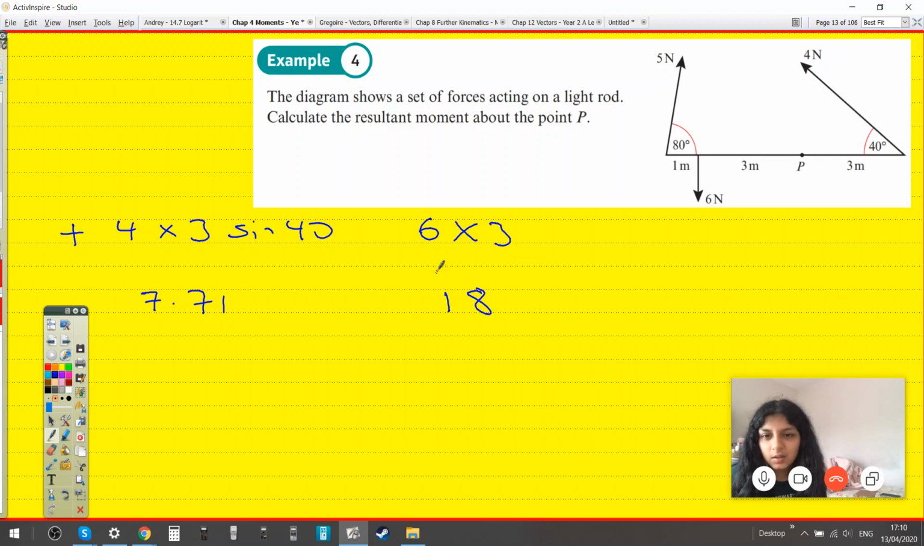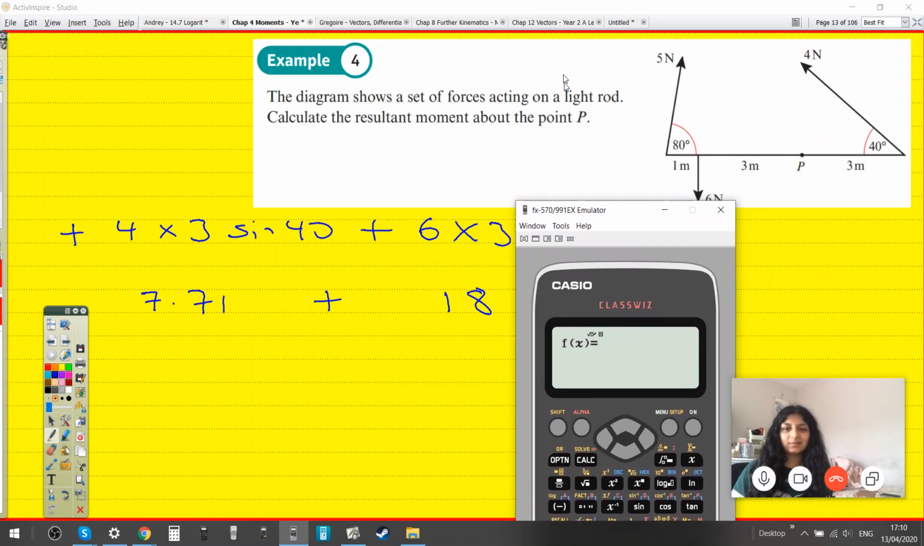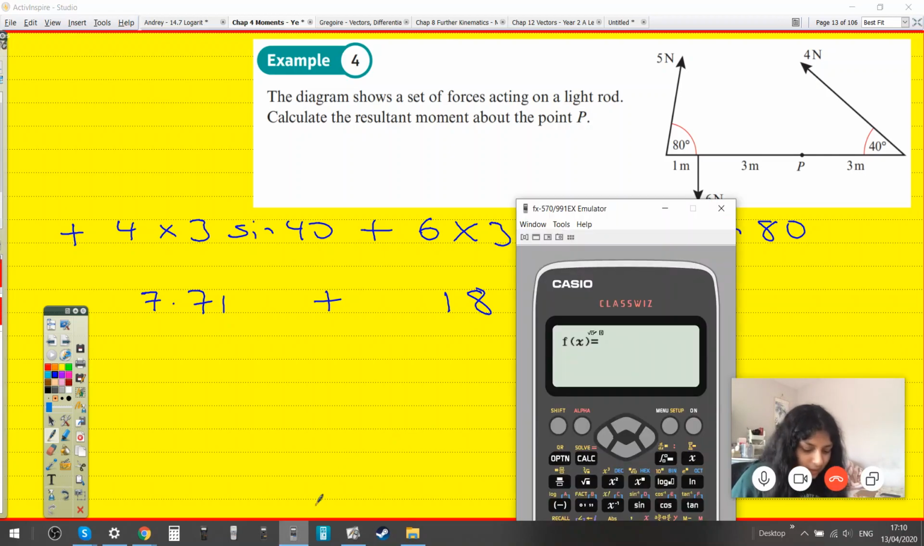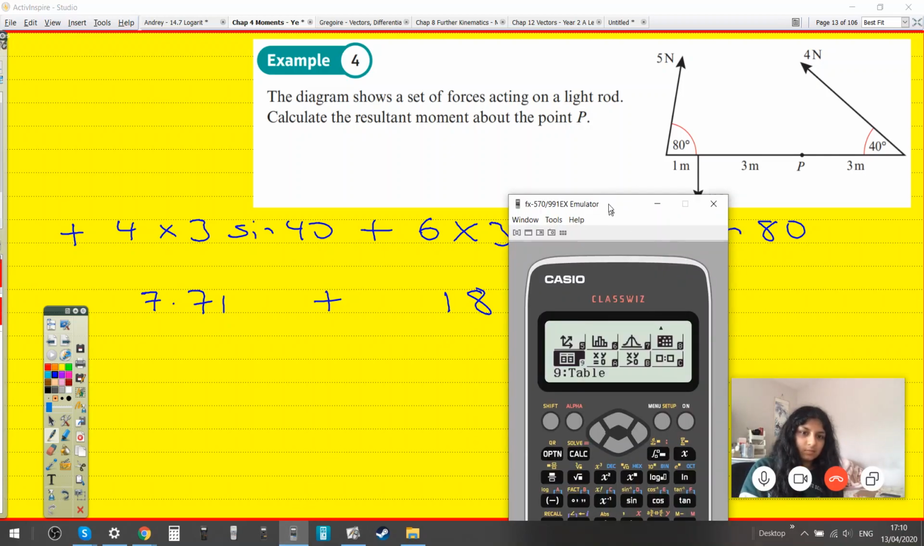How do we represent anti-clockwise? Positive. The last one would be 5 times 4 sine 80, and that's clockwise, so that's negative. And that's 19.7. Resultant. Is it okay to round these or not? It's usually not. It'd be better not to.